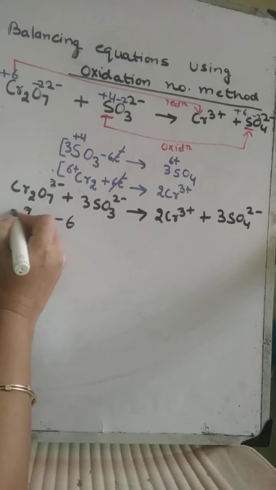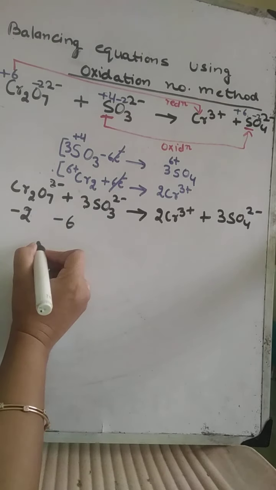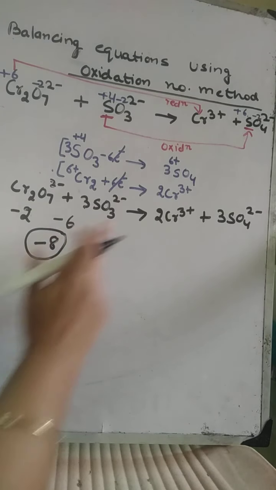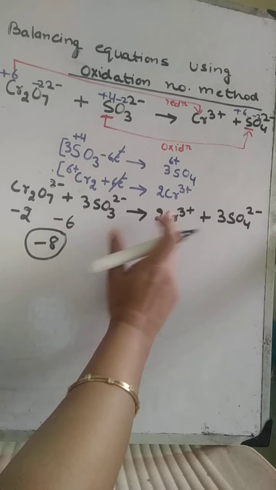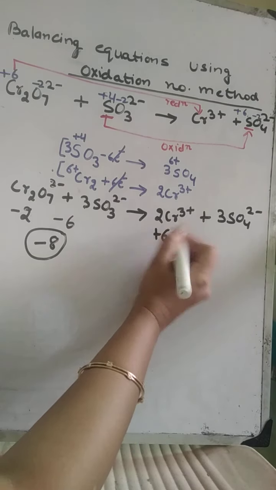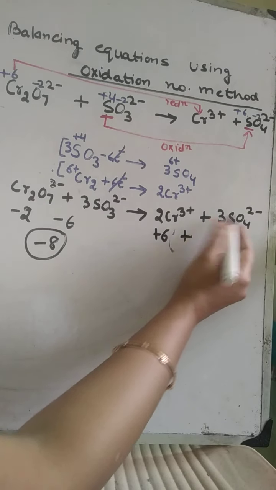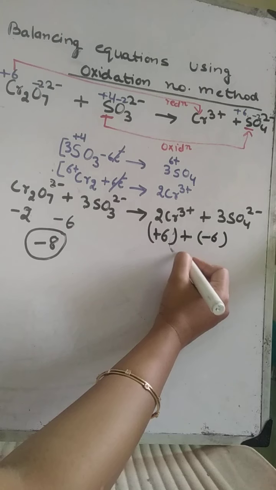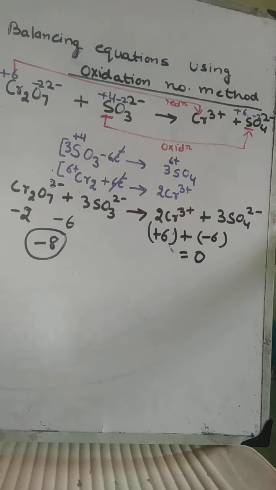So we get total charge minus 2 minus 6, which means minus 8, is the net charge on the left hand side. Here we have 3 2s are 6 positive plus 3 2s are 6 negative. So plus 6 minus 6, total charge is equal to 0.